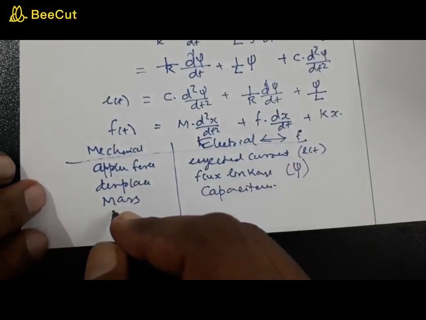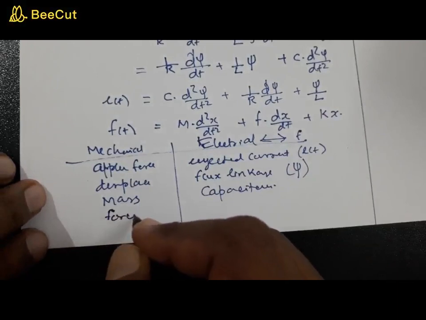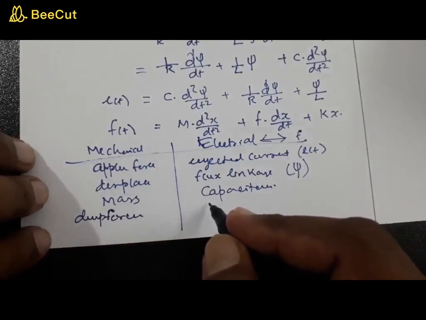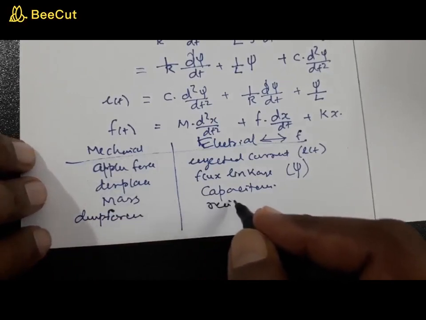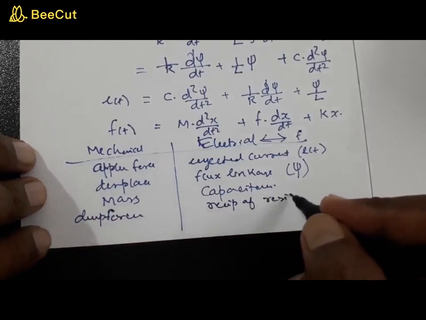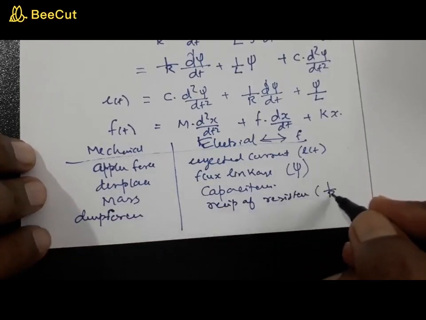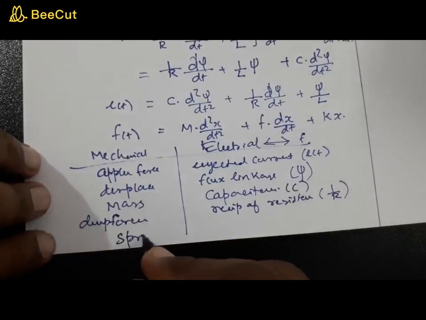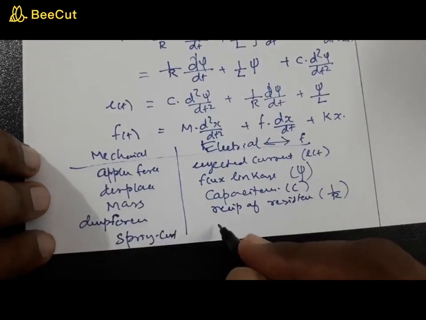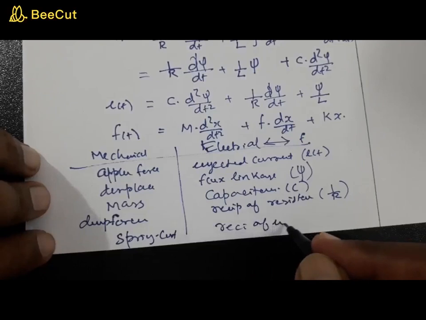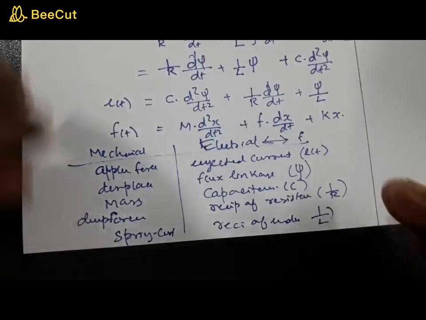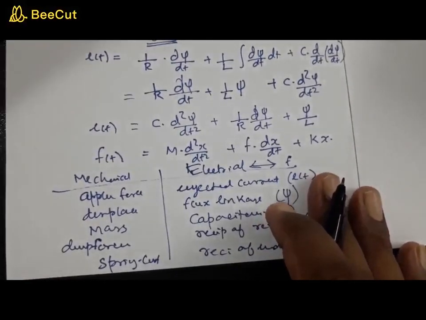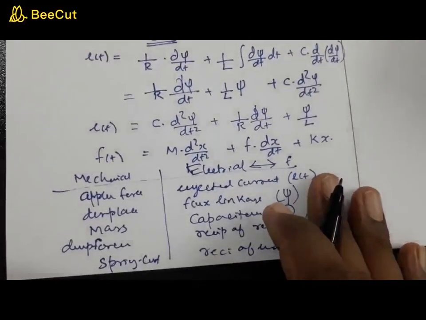Now what about the damping force or damping coefficient? It is equivalent to the reciprocal of resistance, 1 by R, which is called the conductance. That is the damping coefficient. Now what about the spring constant? The spring constant is equal to the reciprocal of inductance, 1 by L. Now you can compare these two analogies. The force voltage analogy is totally different from the force current analogy. So hope you understood.